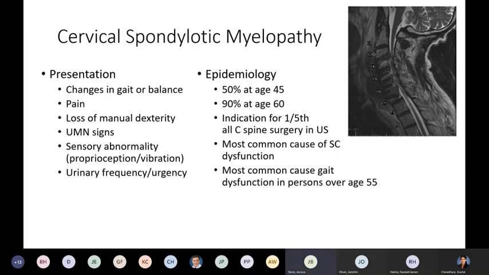So in the cervical spine, you're typically going to see patients present initially with changes in gait or balance, and that can really be the presenting feature, starting to have some gait dysfunction. They can have pain, usually in the neck or radiating to the arms. In later stages, as it progresses, you may see patients with loss of manual dexterity, complaining of dropping objects. They often will have upper motor neuron signs, so you may see a positive Hoffman's or Babinski reflex, hyperreflexia in general. Sensory abnormalities, most commonly loss of proprioception and vibration sense.